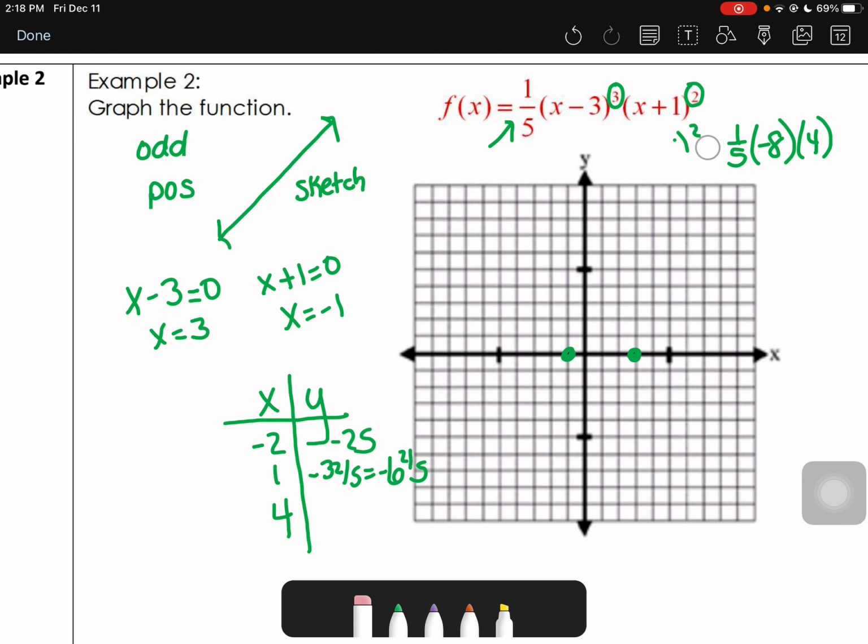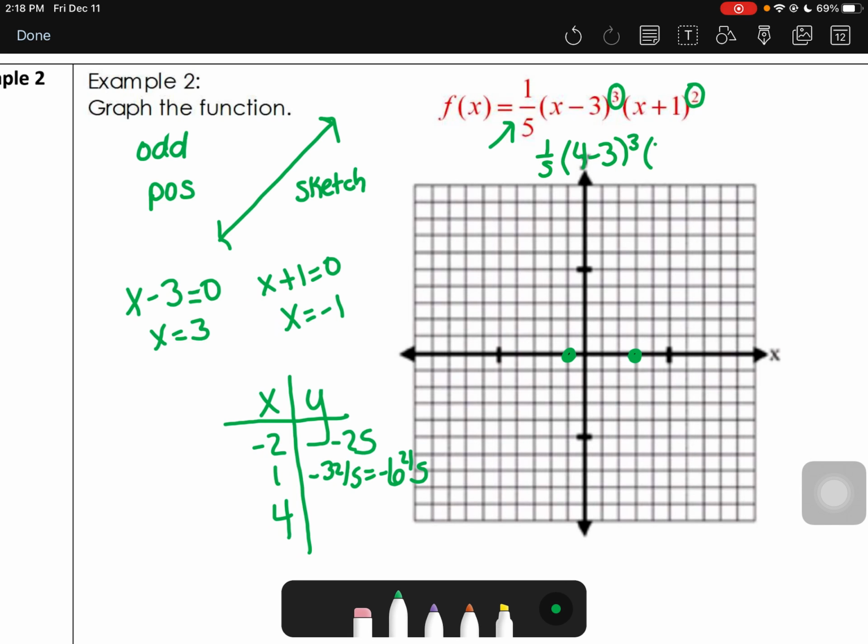All right, now let's plug in a positive 4 into our equation. 1/5, then we have 4 minus 3 to the third power, and 4 plus 1 squared. So we have 1/5. 4 minus 3 is 1. 1 to the third power is 1. 4 plus 1 is 5. 5 squared is 25. 1/5 times 1 times 25 would be 5.